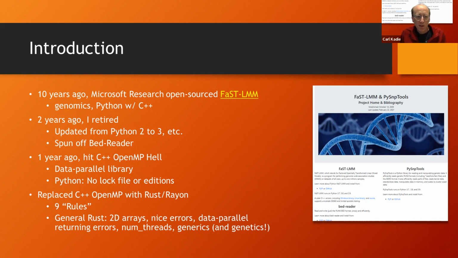So OpenMP, I wrote down here, is a data parallel library for C++. That's not really true. OpenMP is a compiler option. It's a different mode of running a C++ compiler. And when you run it, it requires a runtime library, but it's actually changing your compiler. So to be a good Python library, bedreader actually compiled all of the C++ code on Windows and Mac OS, and we would have wanted to do it on Linux if it had been practical.